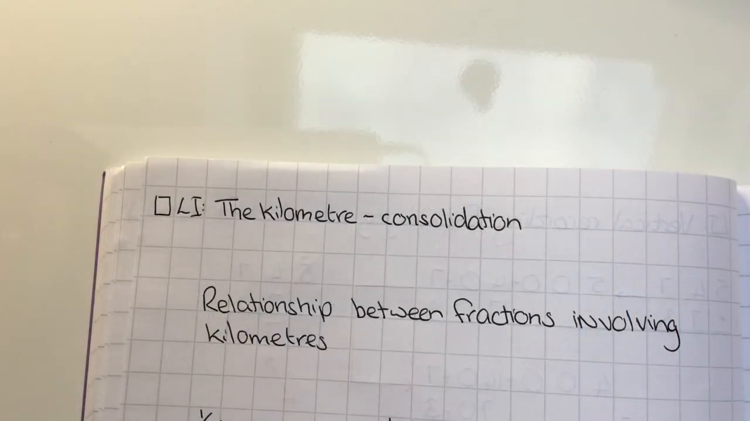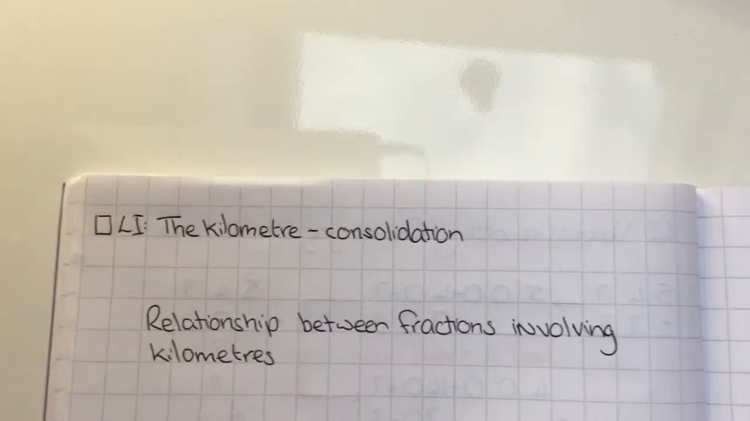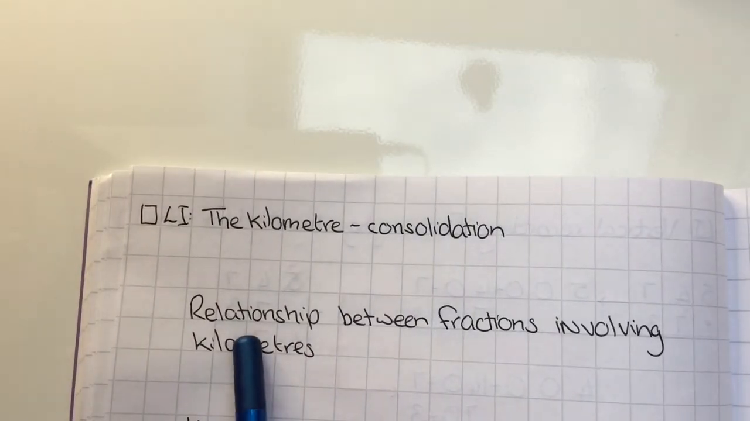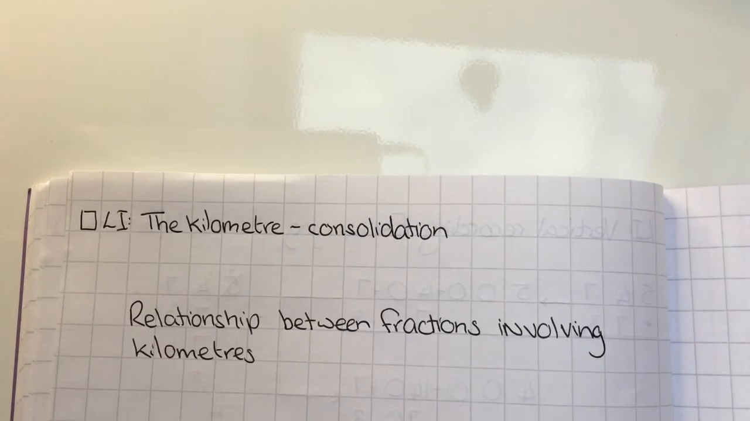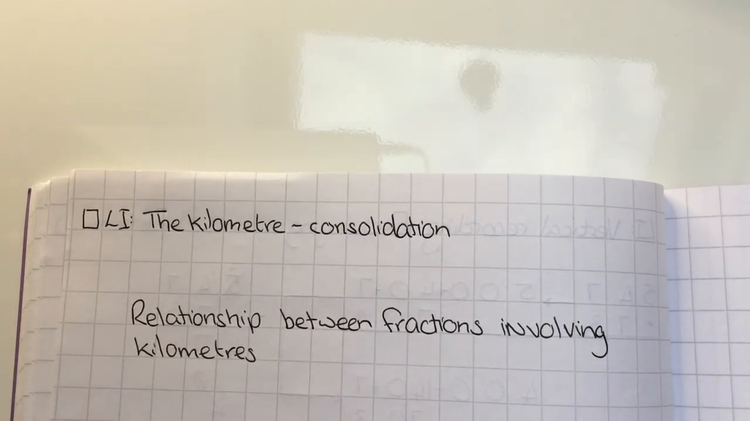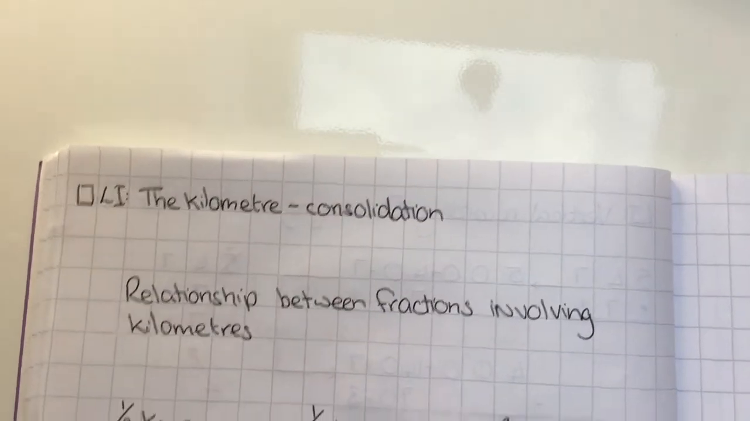Okay, good morning, squares. Now, squares, our learning intention is, well, really, we're looking at the kilometre, and it's a little bit of consolidation, which means that this is not brand new learning for you. You have done some of this stuff before, and we're practicing it and revising it, okay? And what's key about this one is I want us to look at the relationship between fractions involving kilometres. So, what do I mean by that? We're going to take a look at different fractions and see what they're equivalent to in metres and kilometres.